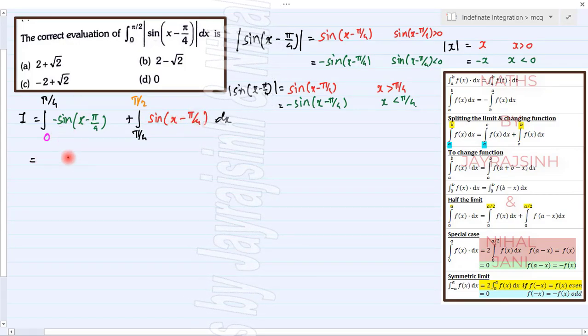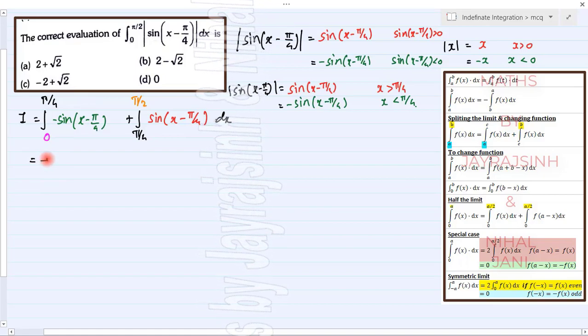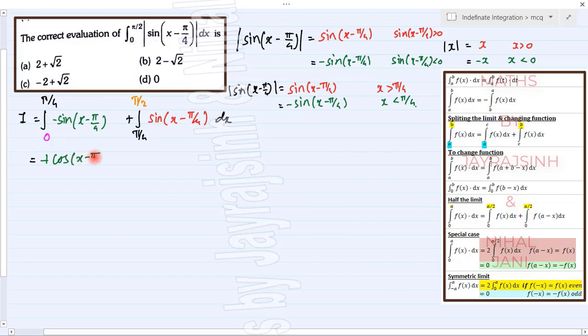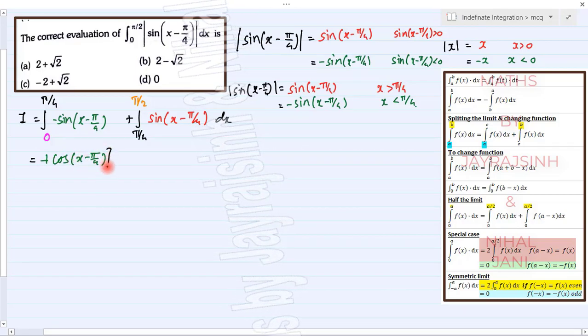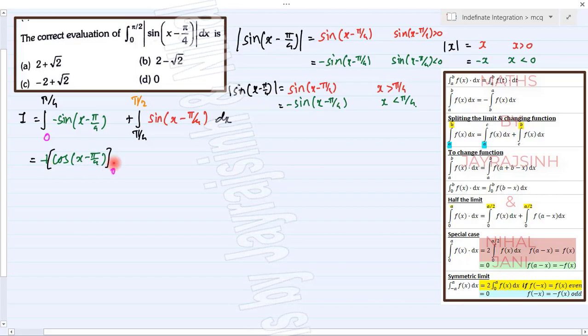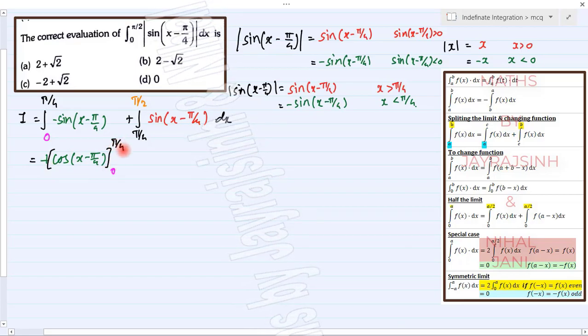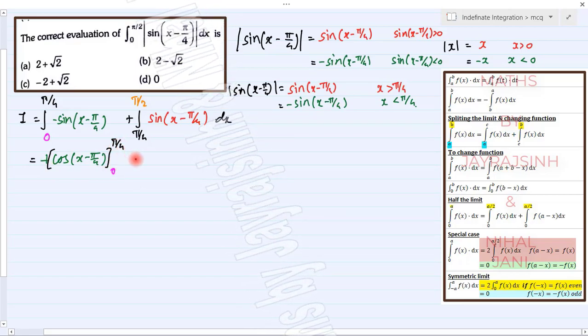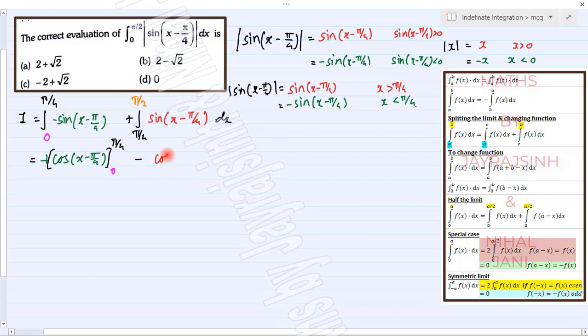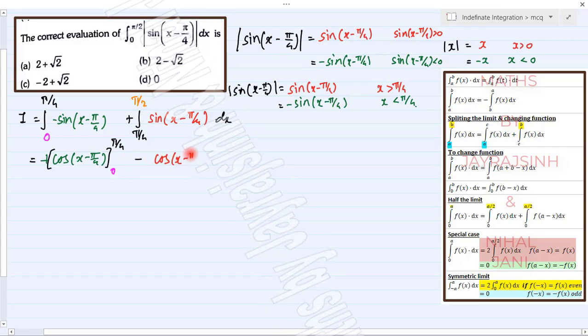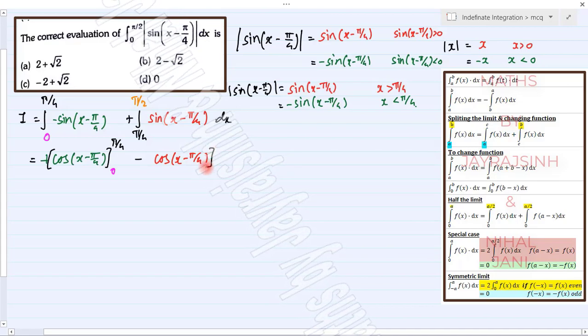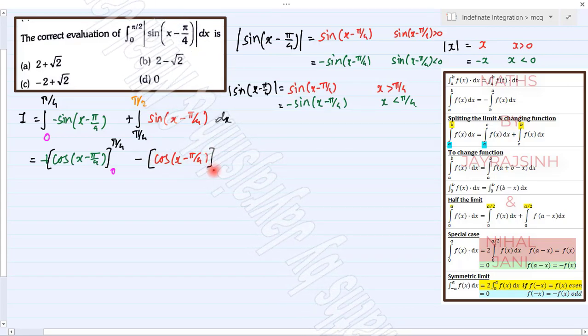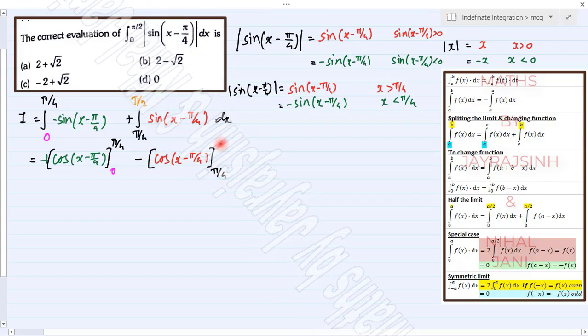Now we are ready for integration. Minus will be as it is, integration of sine is minus cos. So here we'll get cos(x − π/4), limit is from 0 to π/4. And in the second term, we will get minus cos(x − π/4), limit is from π/4 to π/2.